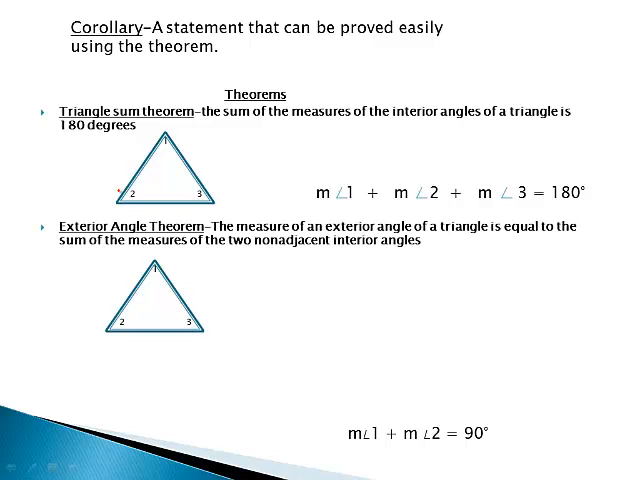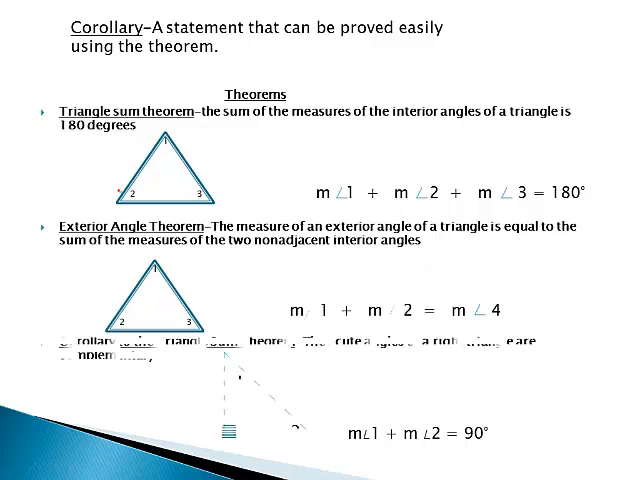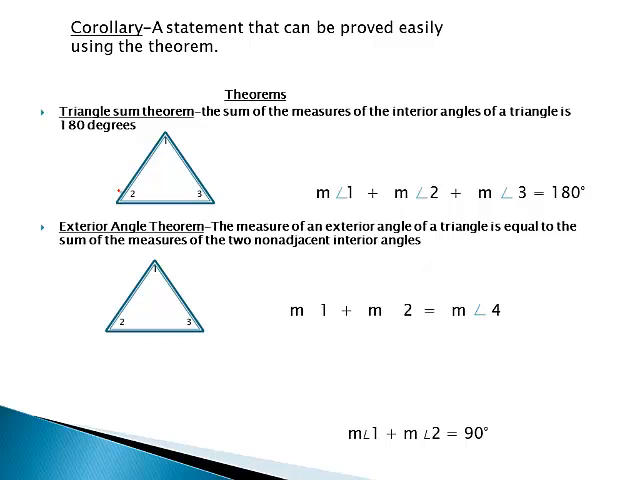The exterior angle theorem, this is one that's kind of hard to visualize. But if you have the measure of an exterior angle of a triangle, that's going to be equal to the sum of the measures of the two non-adjacent interior angles. So this is kind of where you have to extend one of the sides. So I'm going to extend this side here. And if I have angle 1 and angle 2, those are my two non-adjacent interior angles. I can call this one angle 4. So angle 4's measure is actually going to equal the sum of angle 1 and angle 2.